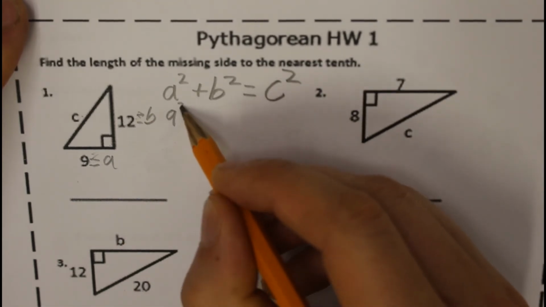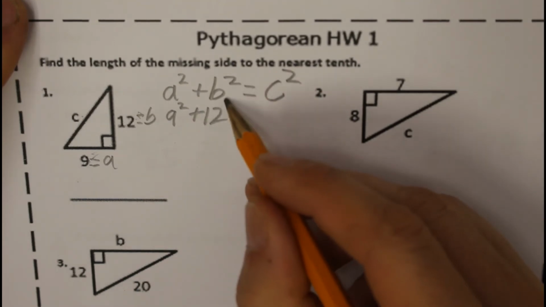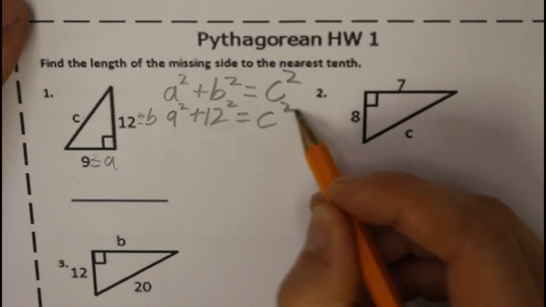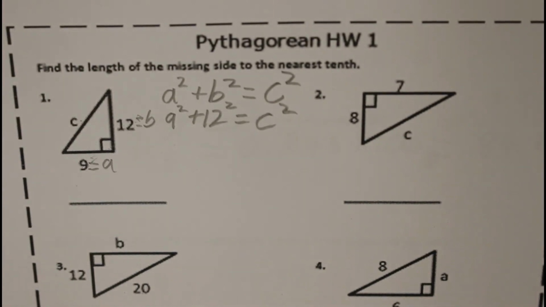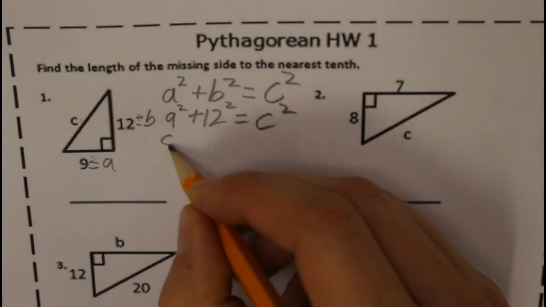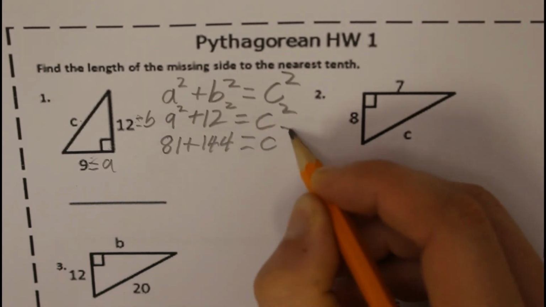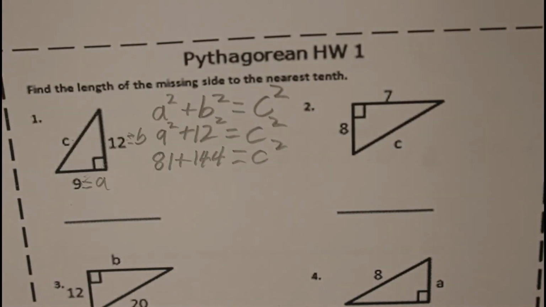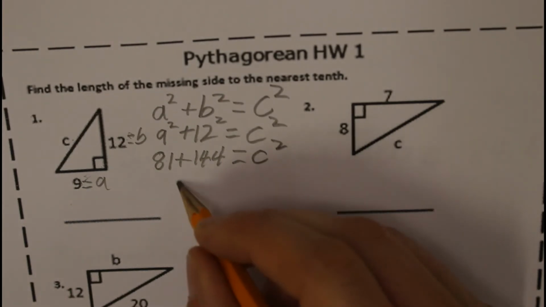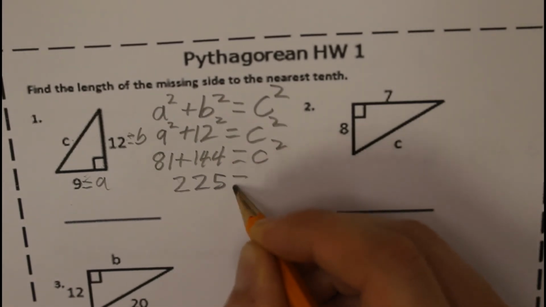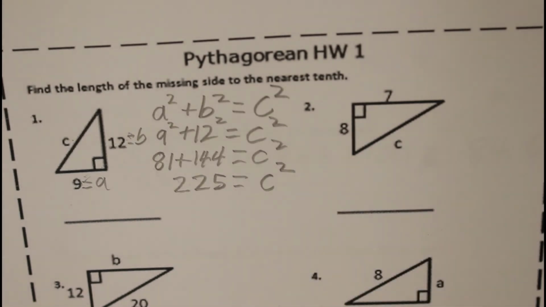So it becomes 9 squared plus 12 squared equals c squared. Let's square them. Remember, like we did last time, squaring is a number times itself. So 9 times 9 and 12 times 12. 9 times 9 equals 81. 12 times 12 equals 144. We add them up, we get 225 equals c squared.